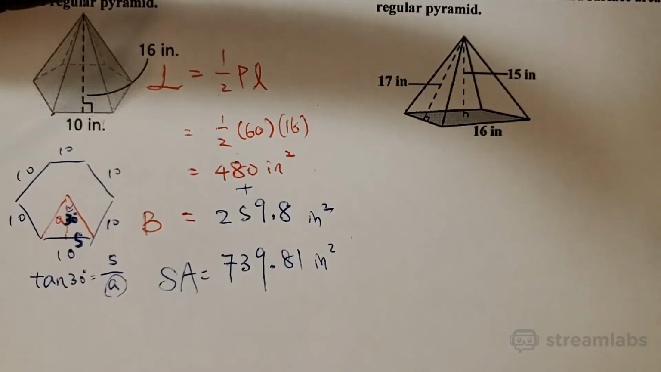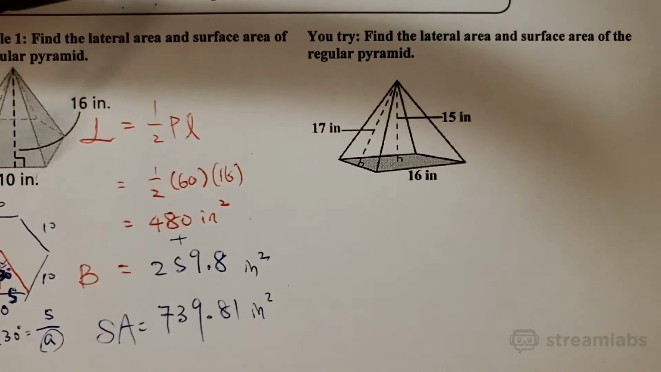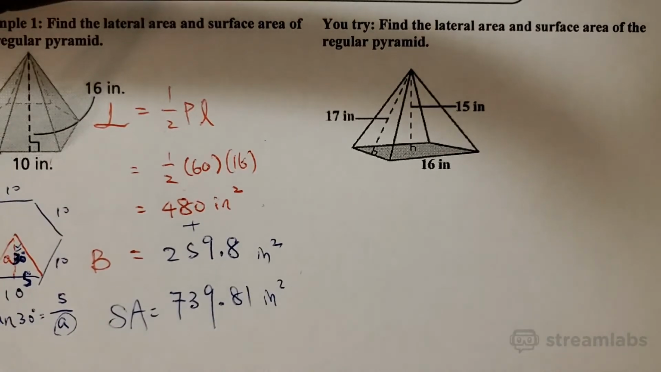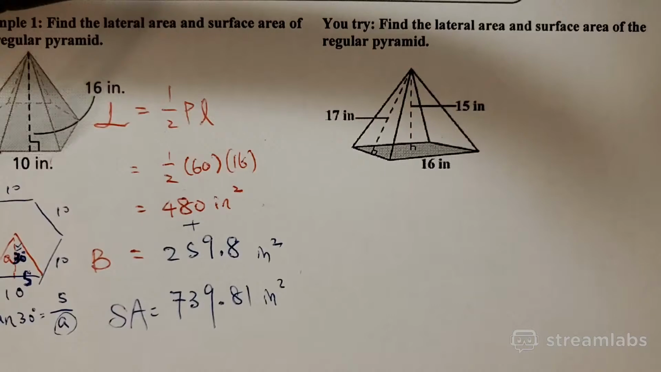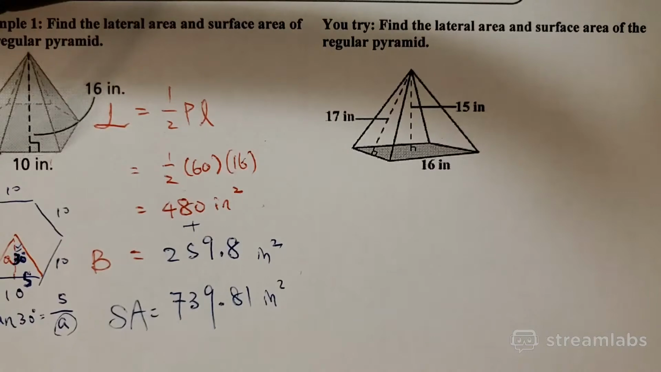So you try one. While you try one, once you're done, you can type the answer down. But let's take attendance while we're doing it. If you're here, let me know you're here, and we'll go from there.